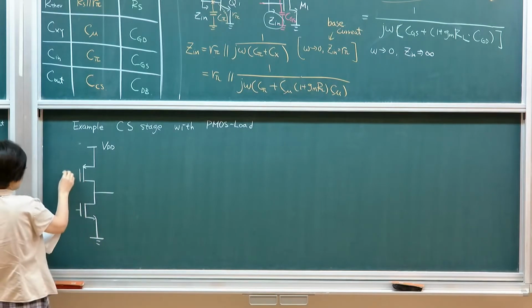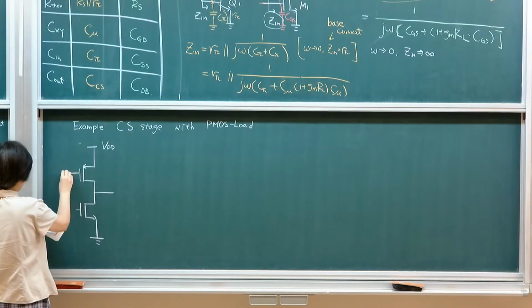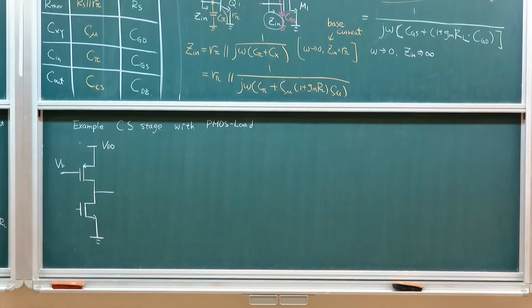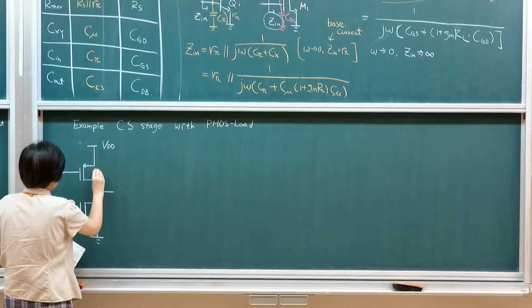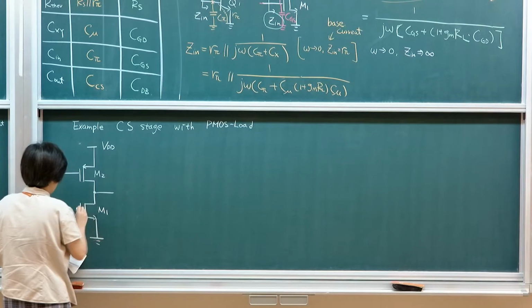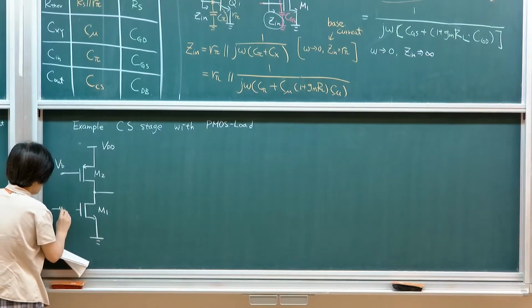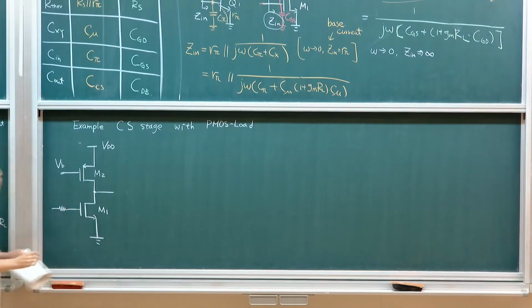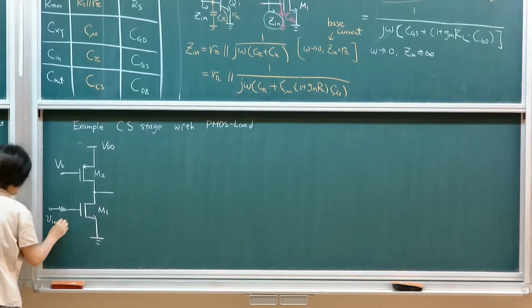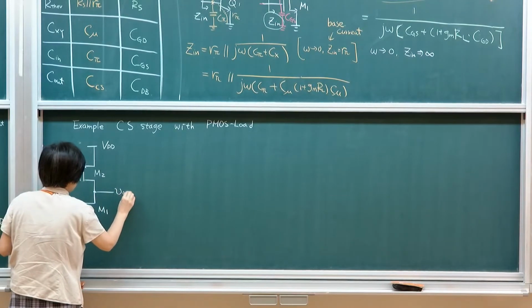So let's say instead of having a resistive load, I'm using a PMOS load. So M2 will be my PMOS load. M1 is the common source amplifier. As I said, you need to be able to identify what is the purpose of each one of the transistors. So let's say this is my input terminal. This is my output terminal.